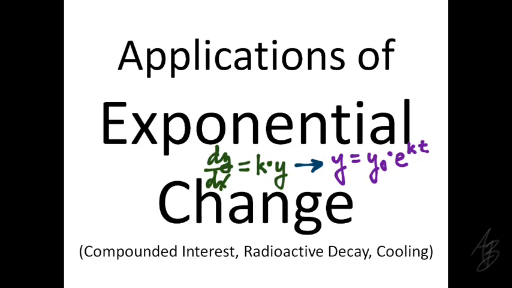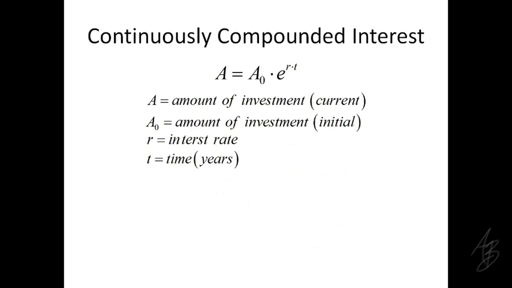It depends on initial conditions and how fast something is growing. We're going to use this equation and apply it to a few different things. We're going to apply it to compounded interest on an investment, to radioactive decay, and to the cooling of an object. The first application we'll look at is compounded interest on an investment.